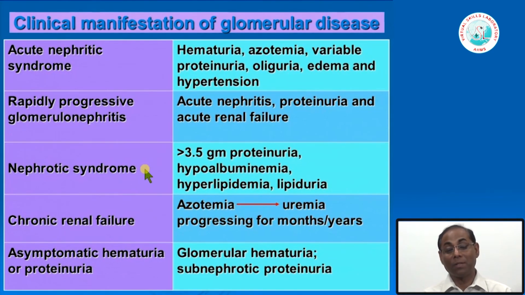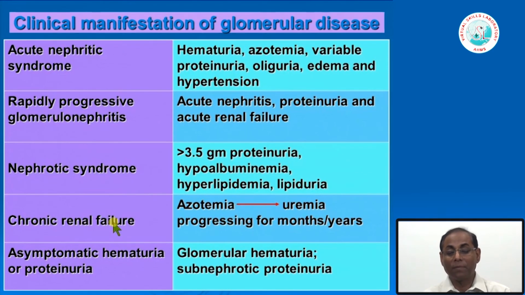Then comes the nephrotic syndrome. A large number of patients actually present with nephrotic syndrome. Usually there is heavy proteinuria. This proteinuria is important: it should be more than 3.5 gram, and there will be hypoalbuminemia. So, your serum albumin level has to be estimated, and there is usually hyperlipidemia manifested by an increase in cholesterol level, and it may or may not be associated with lipiduria. So, the major problem of this disease is massive proteinuria.